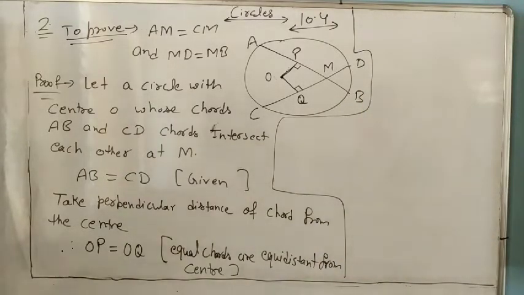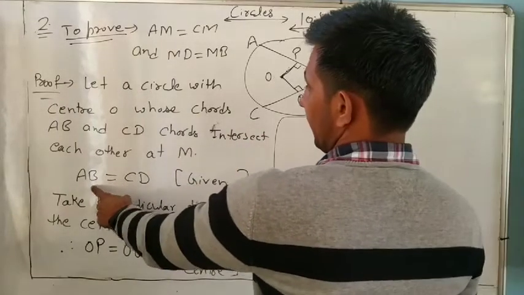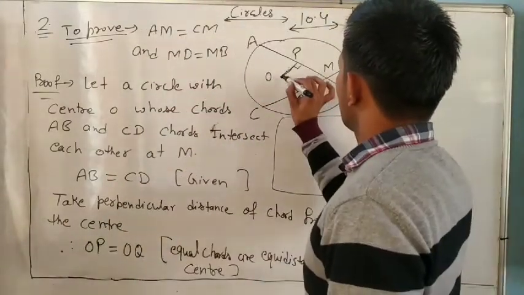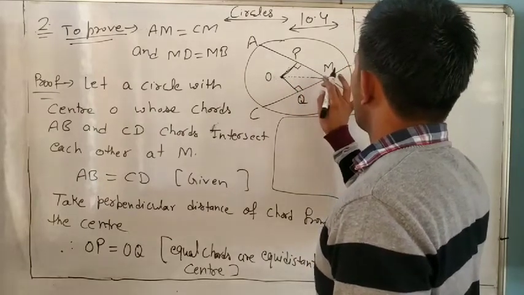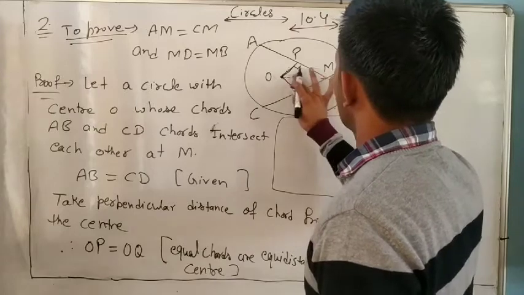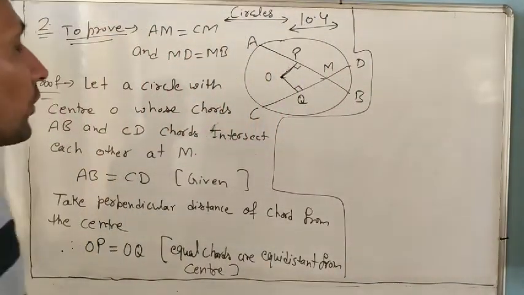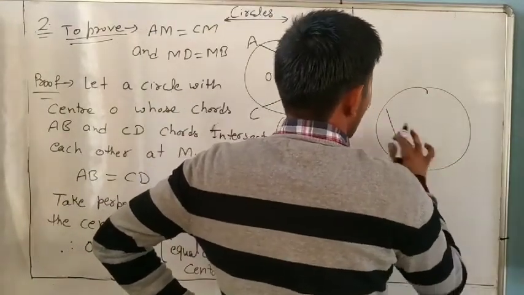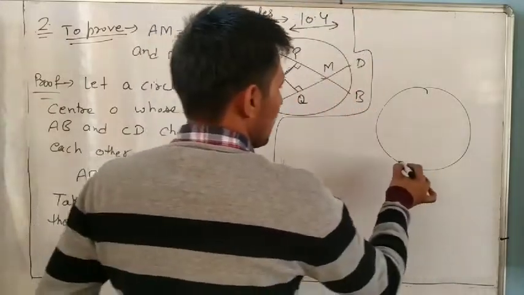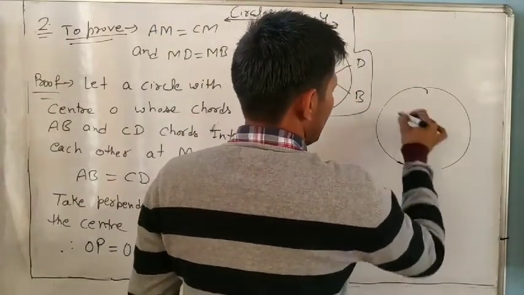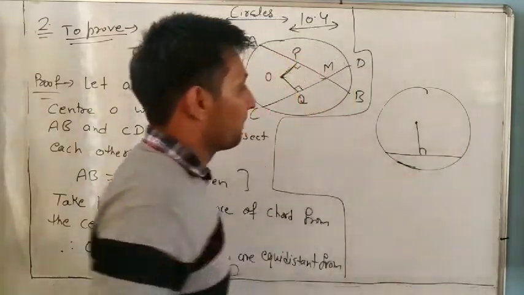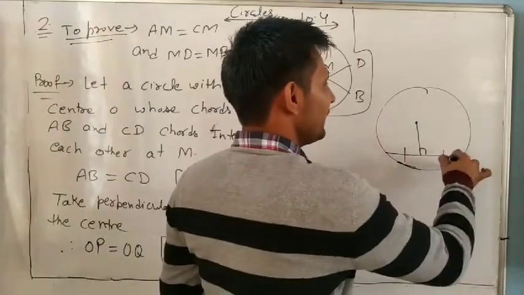Next, tell me, we want to prove that AM equals CM. First tell me theorem 10.3 and 10.4. What is it? If in a circle chords are equal... and we know that a perpendicular from the center to any chord in a circle always bisects the chord.